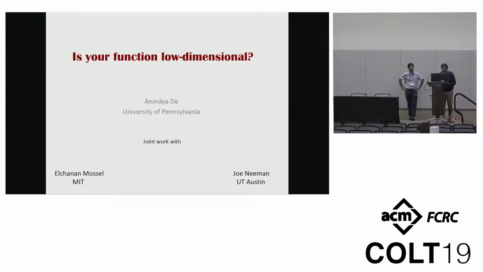So our final talk for this session is given by Anindya Day, and he's going to be talking about, is your function low dimensional? Thanks. So this is joint work with Elkanan Mossal and Joe Neiman.